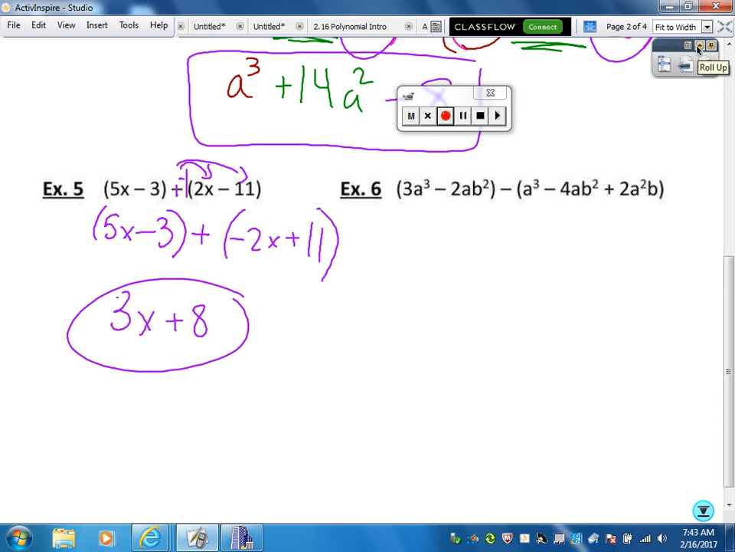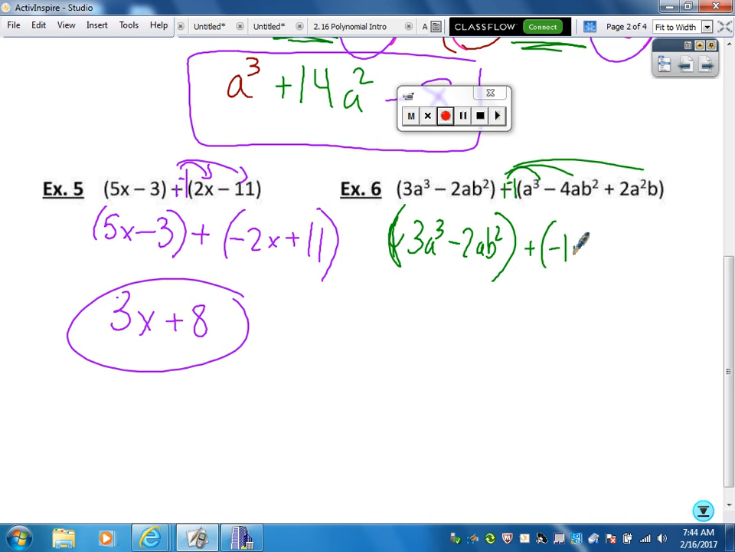So let's start by rewriting this one. We've got 3a cubed minus 2ab squared. And we're going to say plus and then distribute out this negative 1 right here. So I've got plus negative 1a cubed plus 4ab squared minus 2a squared plus b. So again, negative to positive, negative, negative to negative, positive, negative to positive, negative. So our signs all changed in that second one.